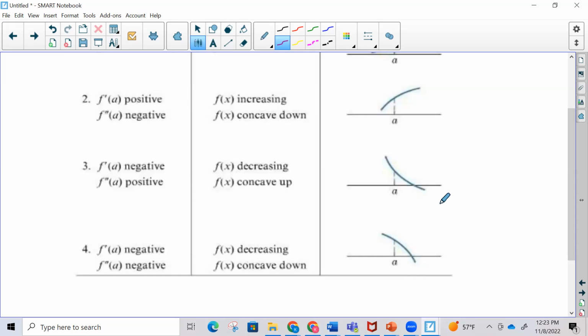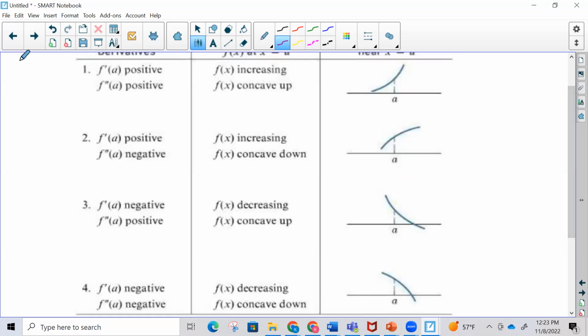When my function is decreasing, this one is concave up, this is decreasing concave down. So f of x is decreasing and f of x is concave up. When it's decreasing, it means the first derivative at that point A is negative, and the second derivative at that point A is positive because it's concave up. And because f of x is decreasing for this fourth one at A, f prime of A is negative, and because it's concave down, the second derivative at A is negative. So that's kind of a summary of the four cases that you can have.